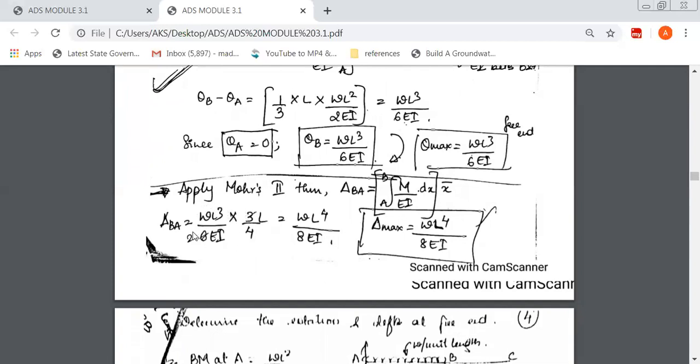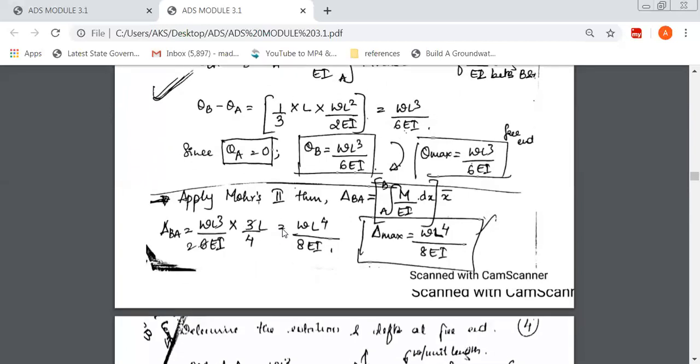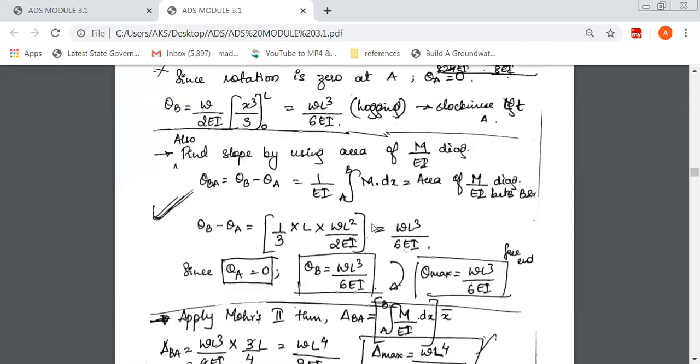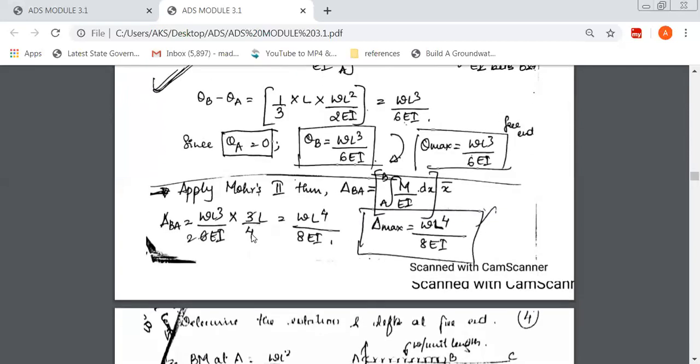If you want to find delta B, this is the area which we have already found out here, WL cube by 6. Directly you can apply this value here into its CG distance. So you are measuring the CG from the right end, which is 3/4 of L. I've written here 3/4 of L. It is WL raised to 4 divided by 8 here, and this is the maximum deflection.